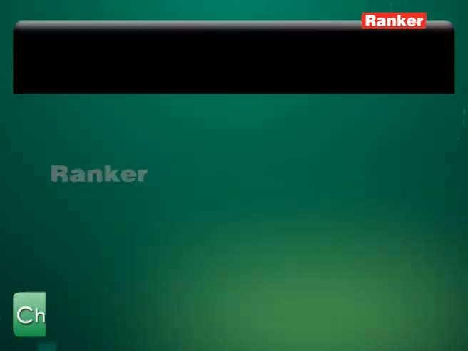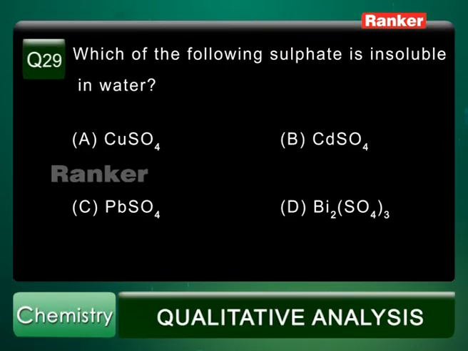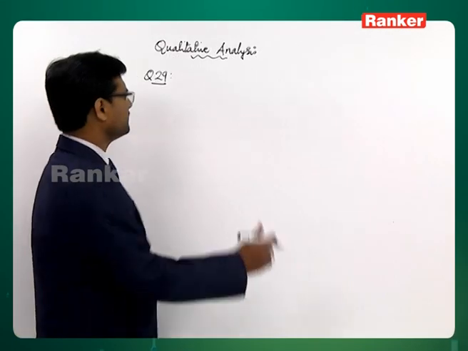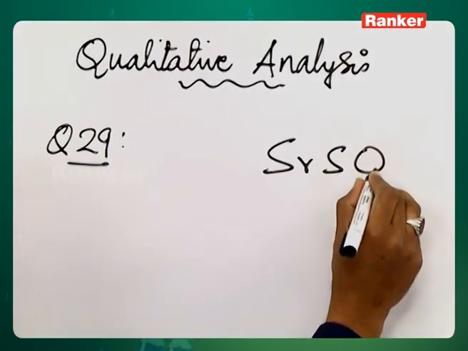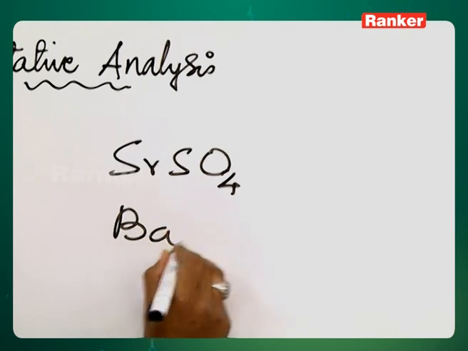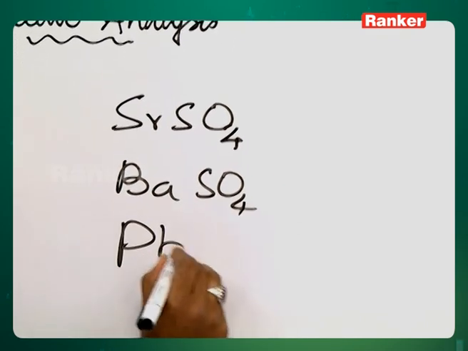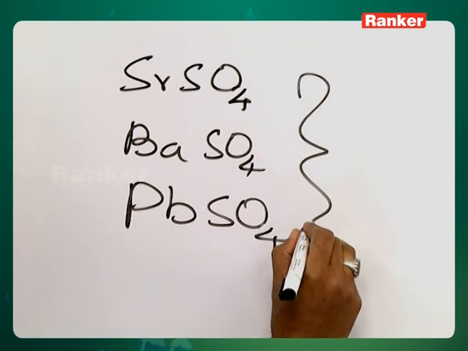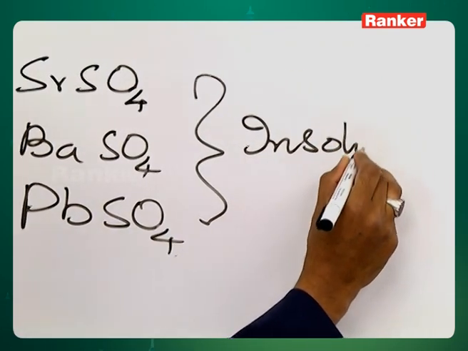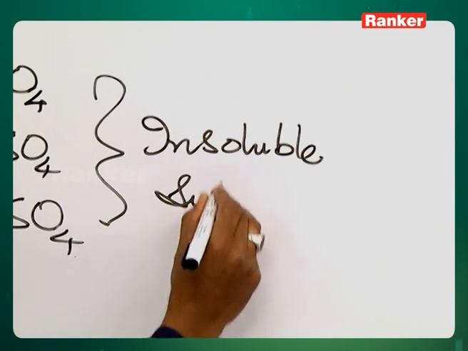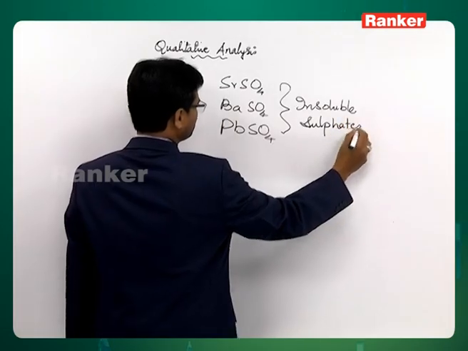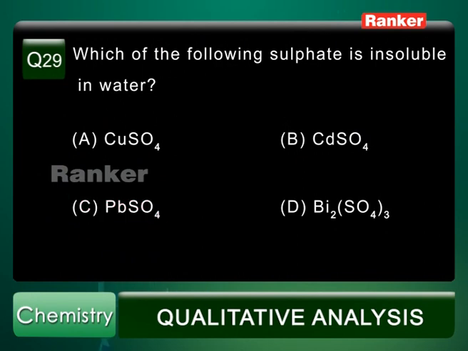Question number 29. Which of the following sulphate is insoluble in water? A, copper sulphate, B, cadmium sulphate, C, PbSO4, D, Bi2(SO4)3. The answer is C, PbSO4. There are three metal sulphates which are insoluble in water. They are strontium sulphate, barium sulphate and PbSO4, lead sulphate. These are the only three sulphates which are insoluble in water. Therefore, the correct answer is C, PbSO4.